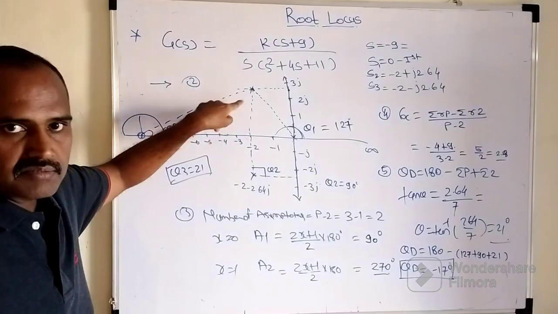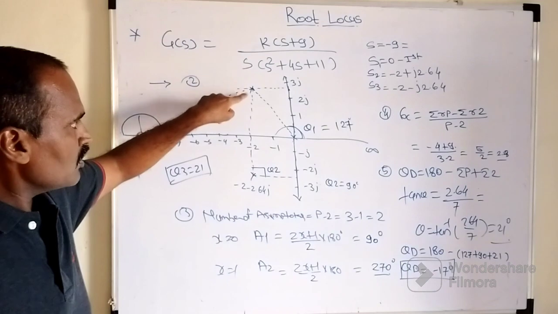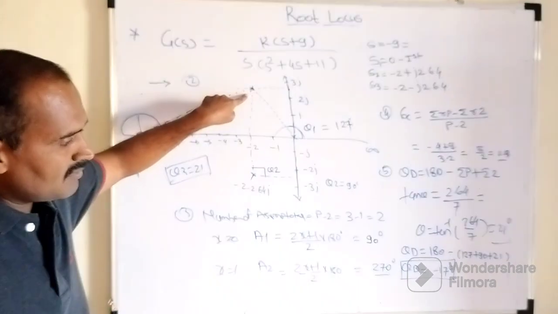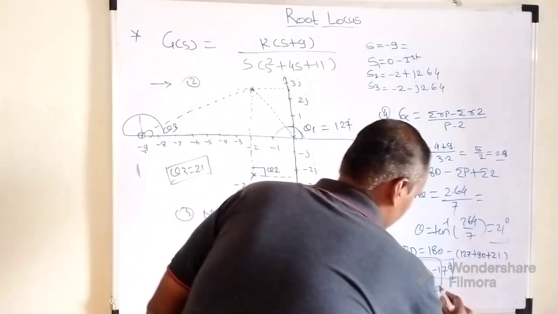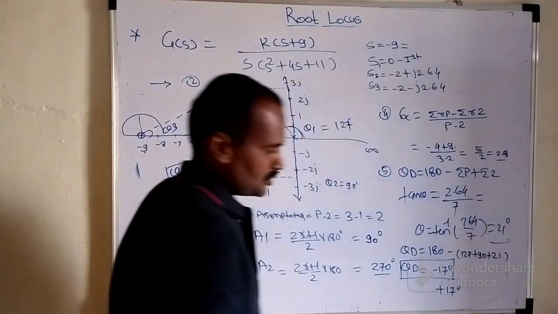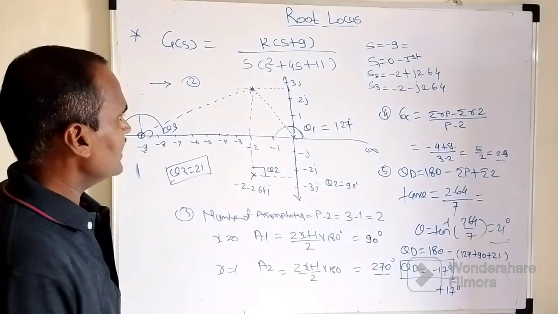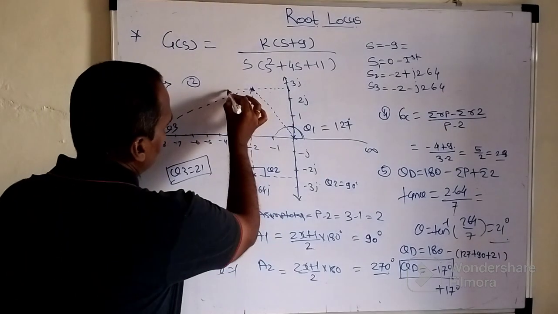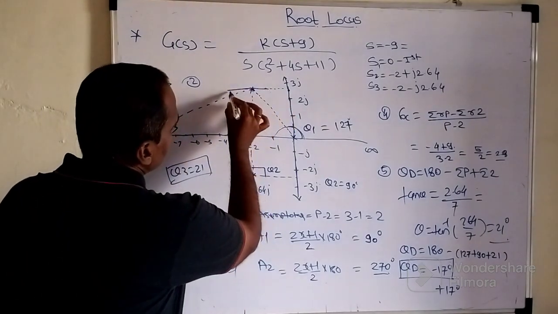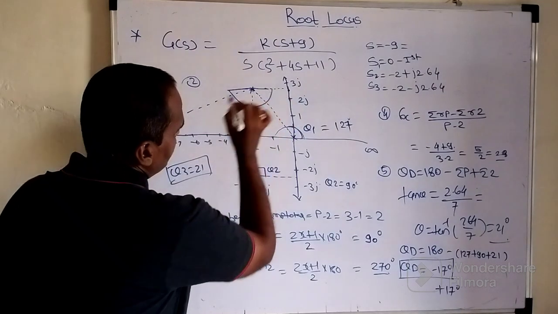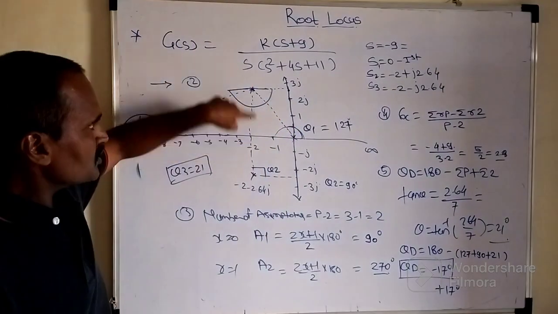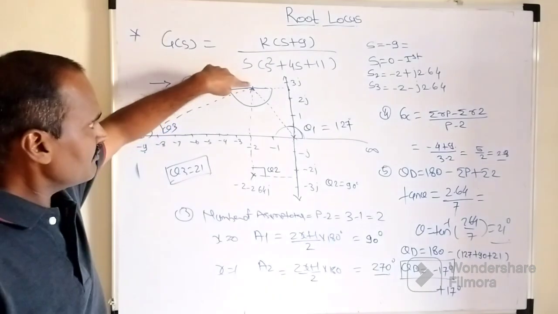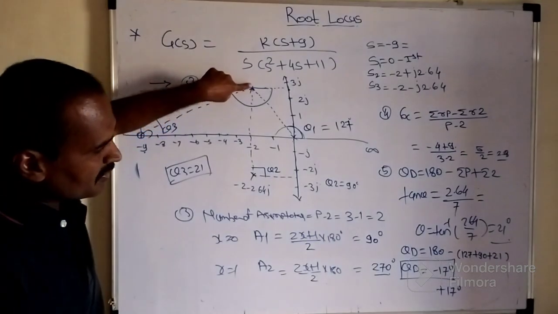So these two are the symmetrical poles. If the angle of departure for this pole is minus 17 degrees, then for this pole obviously it will become plus 17 degrees. So how to take this plus and minus 17 degree angle of departure? For that purpose you need to put this protractor like this over this pole, which is located at -2 plus 2.64j, and we need to measure the angle, which is nothing but what?